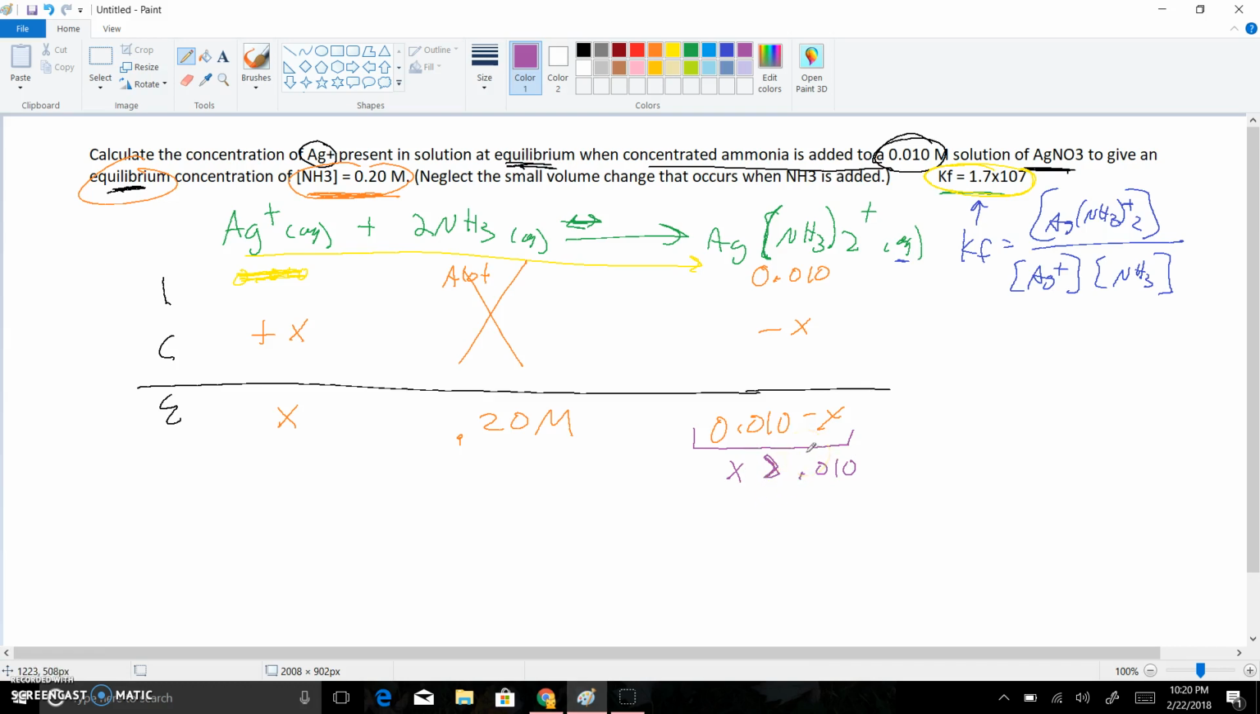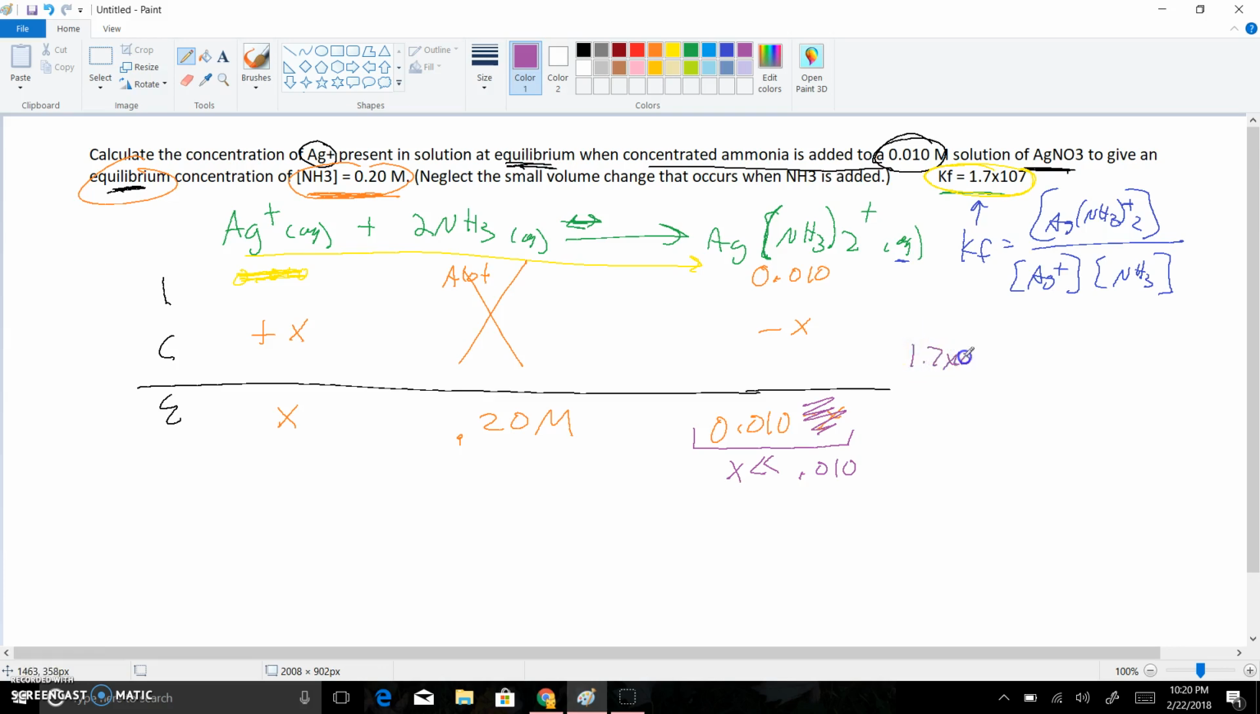Wait a minute. Nope. I had to think that through. Sorry. I can't say that X is much greater. Try again. The KF is really big, which means I have a lot of products. Which means I'm not going to have many of them shift back. X is much smaller than 0.01 because the KF is large. Okay. So now that I know that, I can assume that X is really negligible. We don't really need it. We really should have about 0.01, maybe a little bit less, but sig fig wise, we can assume it's going to be 0.01. Now I can put my numbers into KF.